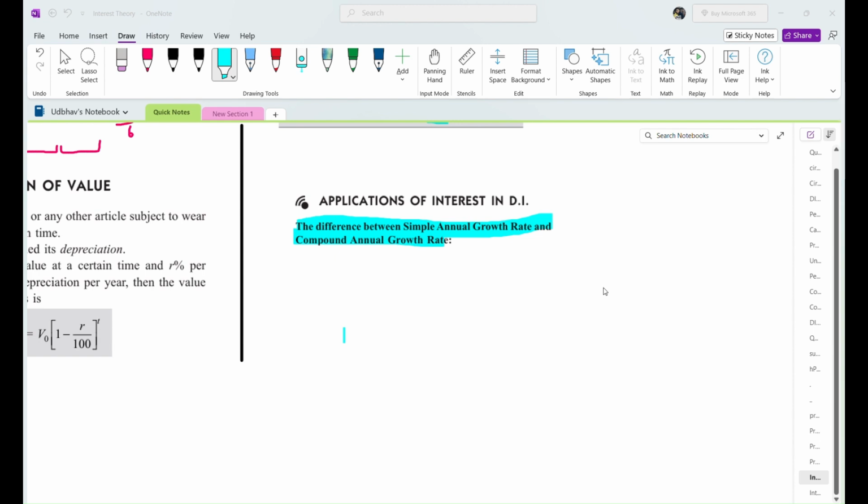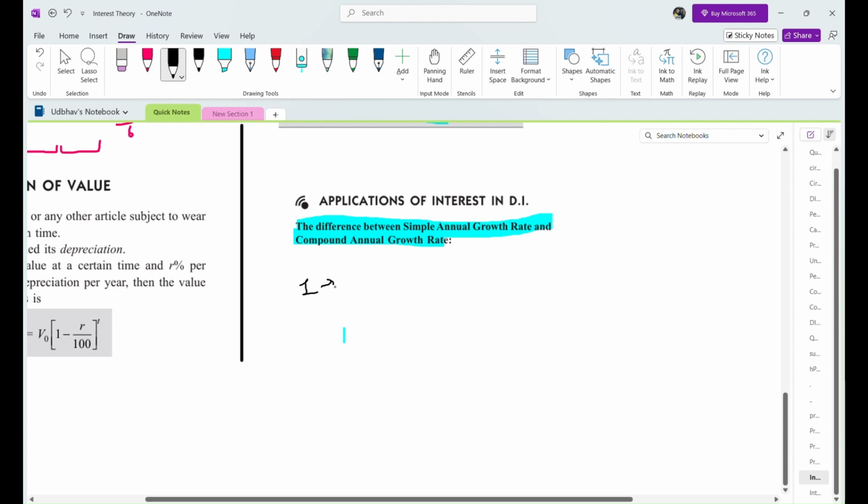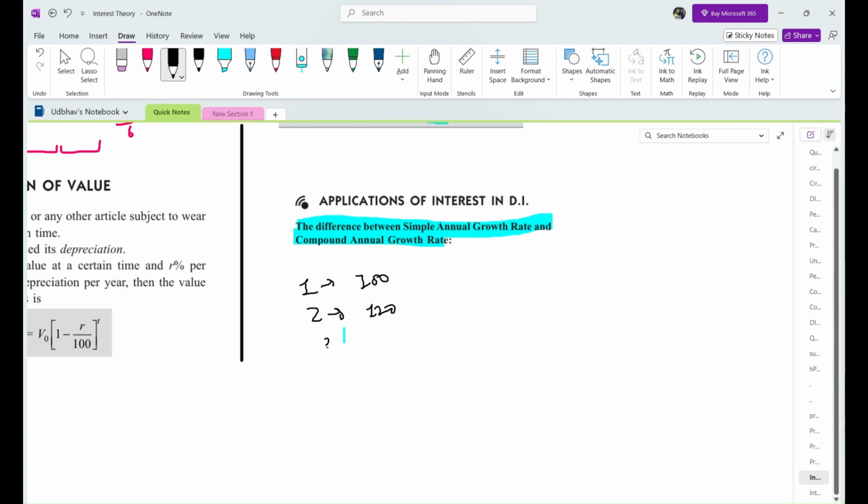First, simple annual growth rate, SAGR. I add the same number every year. Let's say in the first year I got 100 coins. Then in the second year I got 120 coins. Then in the third year I got 140 coins. Fourth year 160 coins. So every year I'm just adding 20 coins, you see. So at the end, total how many coins do I have? 60 coins more than our initial.